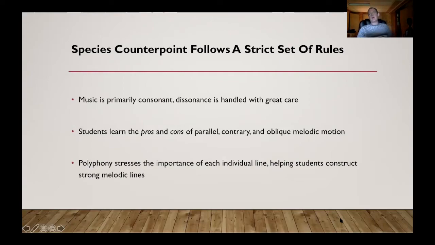Now, in species counterpoint, it follows a strict set of rules. Now, I'm not a huge fan of rules myself, but as an adult, I found they're necessary, and especially during the pandemic, we had a lot of rules to follow.